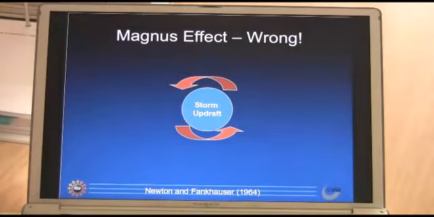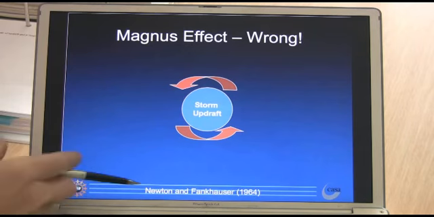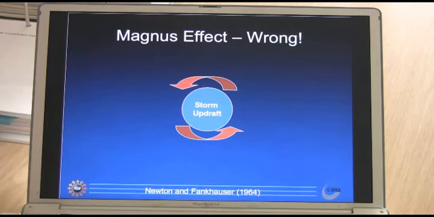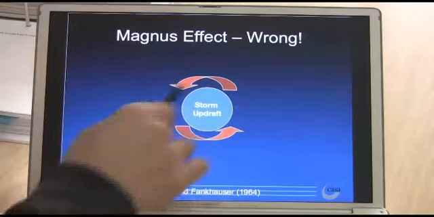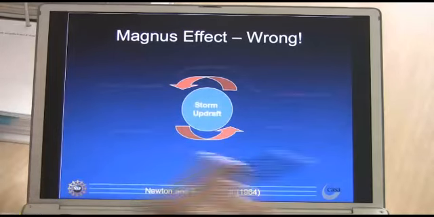Okay. Another effect that was proposed to explain this deviate motion, turning to the right, was something that Fujita had, I think, originally proposed, and that Chester Newton and, I think, Bob Fankhauser put forth in a journal article in 1964. And it was called the Magnus effect. And the idea here is very much like a baseball, in terms of throwing a curveball. For whatever reason, the storm updraft is rotating. Given the storm updraft is rotating cyclonically, all right?